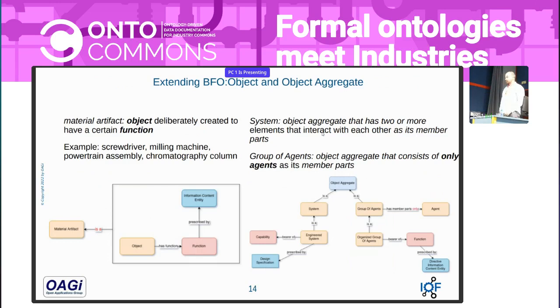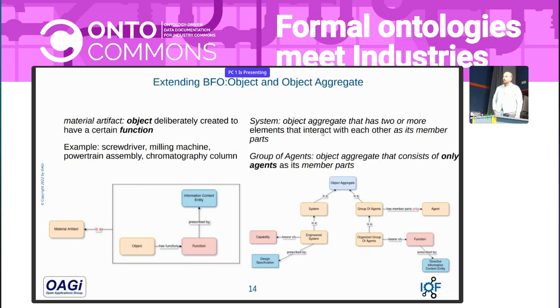Now, to move on from the digital or information side to the representation of real-world artifacts, and the extension of object and object aggregate, I would like to point out the material artifact as an object that is deliberately created to have a certain function. Now, what do we mean by deliberately created to have a certain function? Essentially, that its function is not a result of some evolution or some spontaneous action, that it is actually prescribed by a given design specification. So it's clearly engineered.